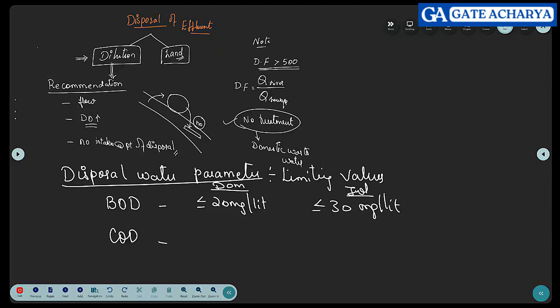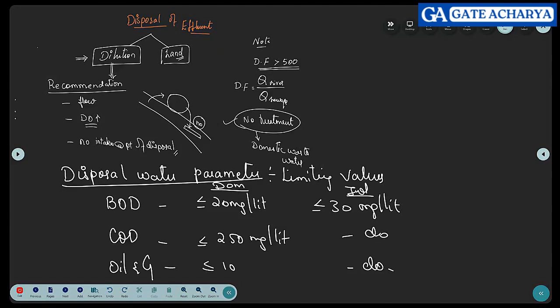For domestic waste, the limiting value of BOD should be less than or equal to 20 milligram per liter. For industrial waste, it should be less than or equal to 30 milligram per liter. Whereas COD, for both cases, should be less than or equal to 250 milligram per liter, including industrial wastewater. Oil and grease less than or equal to 10 milligram per liter. The same 10 milligram per liter for the industrial waste also.